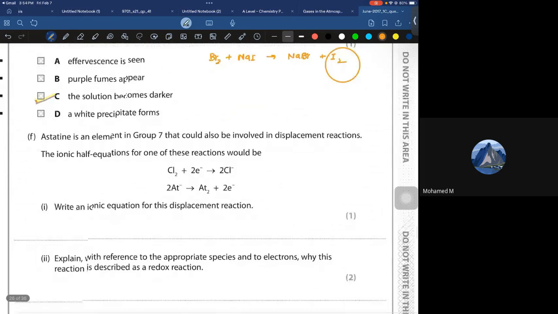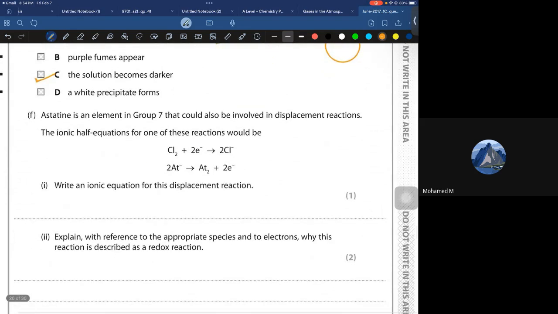Write an ionic equation for this displacement reaction. Okay, ionic equation. What does it mean by ionic equation? The overall equation in which only the ions are involved. So you are going to add them together and it would be producing this: 2Br⁻ becomes 2Cl⁻ plus Br₂. Exactly. Yes.